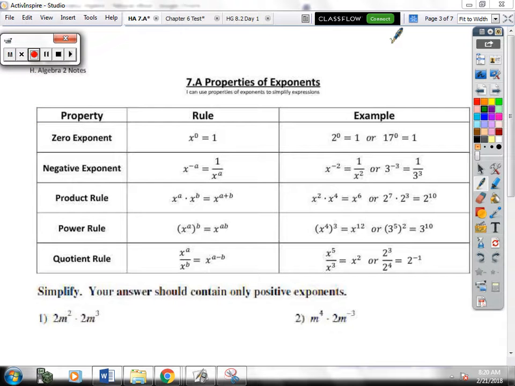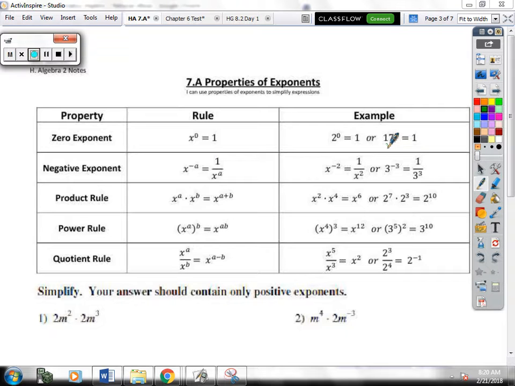So the first one is our zero exponent property, which says anytime we raise anything to the zero power, we get just one. We looked at that a little bit when we did the probability questions recently, when it was like 4C4, and then we got something to the zero power. So you can see some examples.